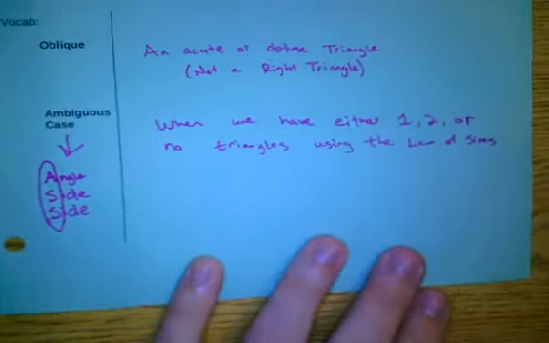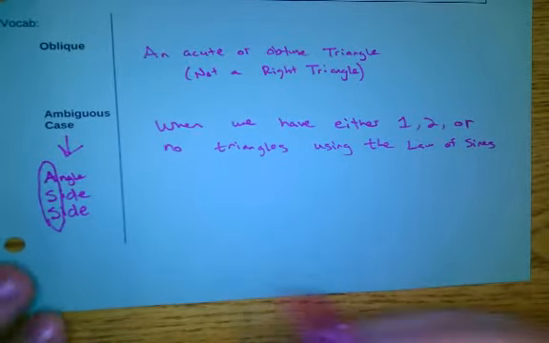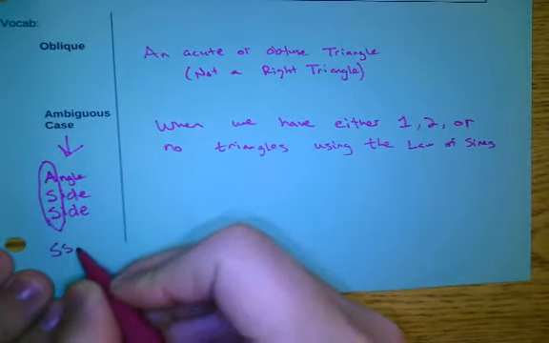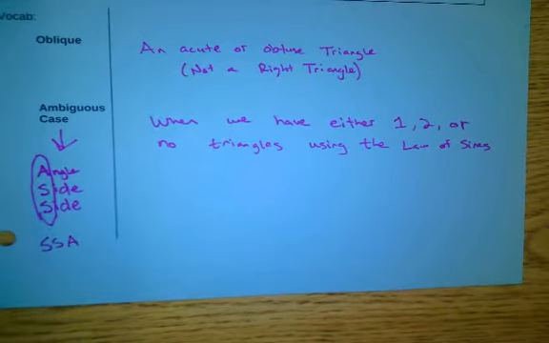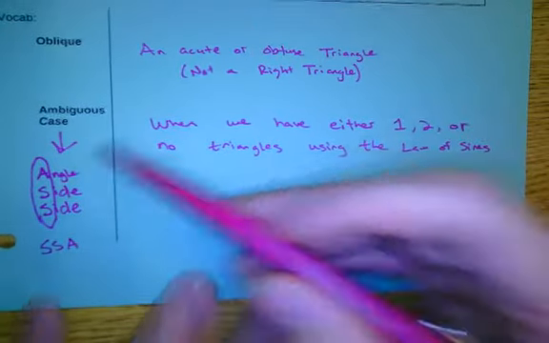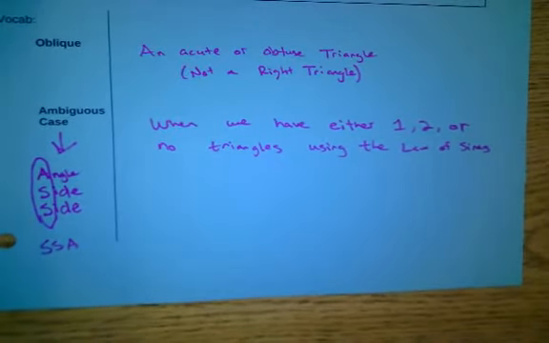Some teachers like to go, oh yeah, but we don't call it angle, side, side. We call it side, side, angle, because they like to be proper. I'm not proper whatsoever. You can have side, angle, side. So this is when the ambiguous case happens, and I will get into that when we cross that road, which is not right now.